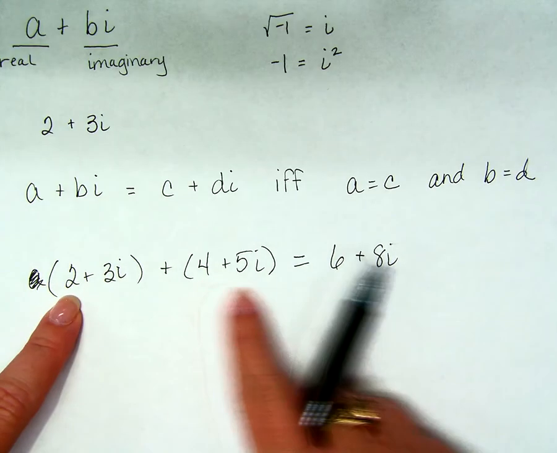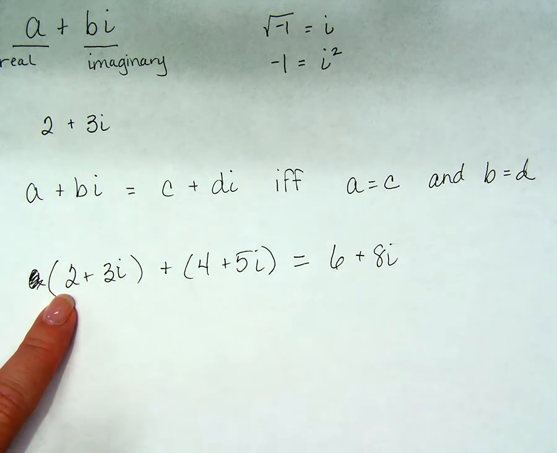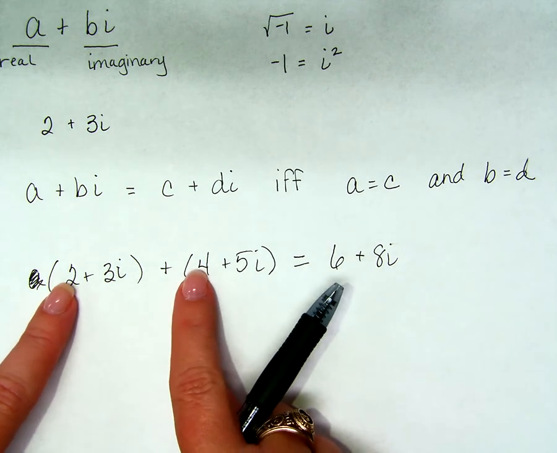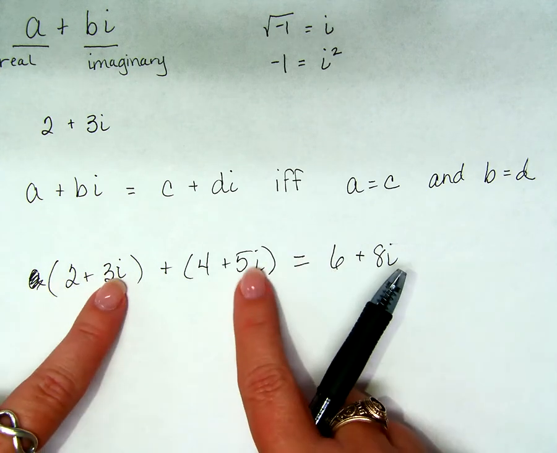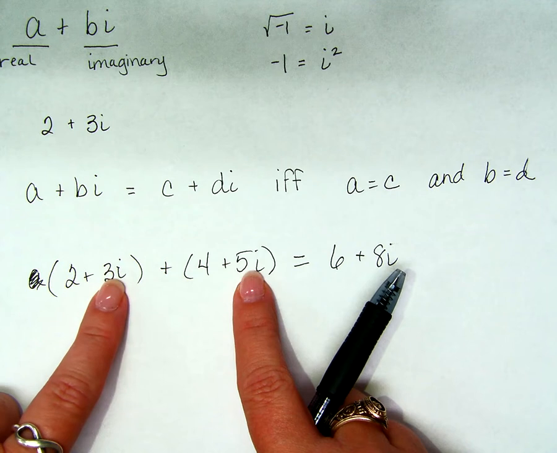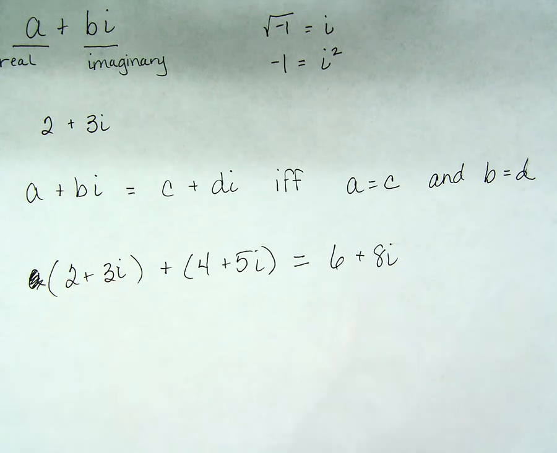I can take the real parts and put them together because these two a values are going to equal this c value, and the two b values added up will equal the d value. Okay.